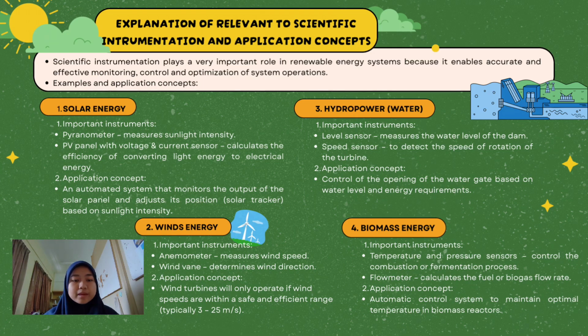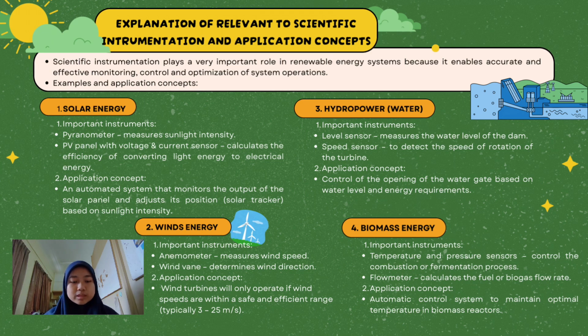Next, we have the PV panel with voltage and current sensor. This will calculate the efficiency of converting light energy to electrical energy. Next, we have the application concept, an automated system that monitors the output of the solar panel and adjusts its position based on the sunlight intensity. Next, we have wind energy.